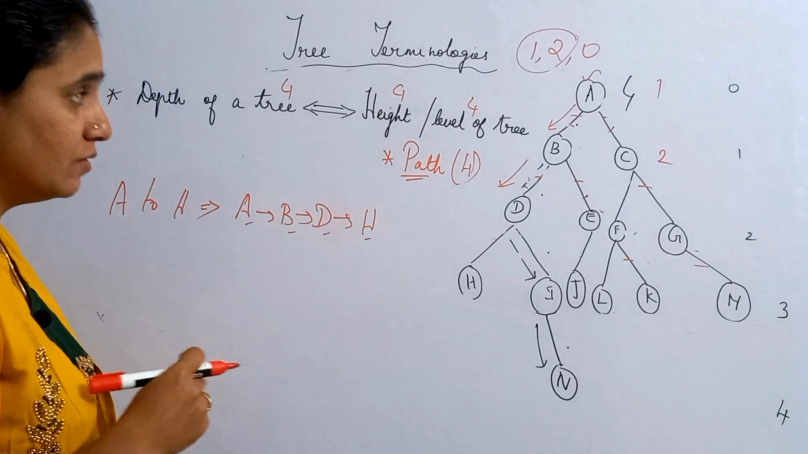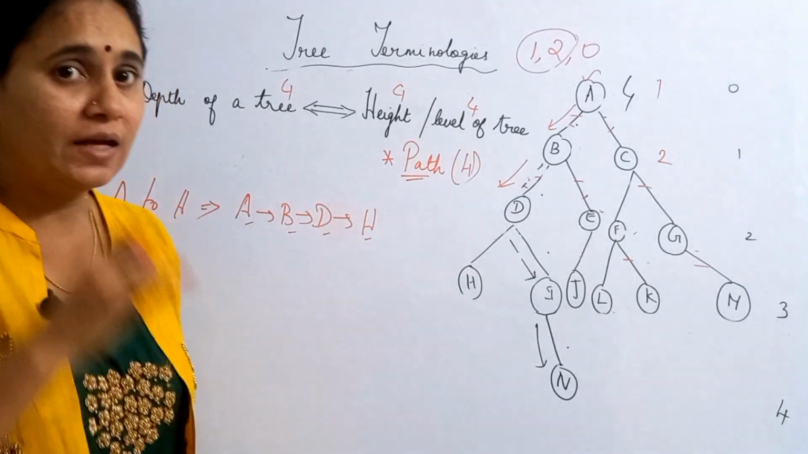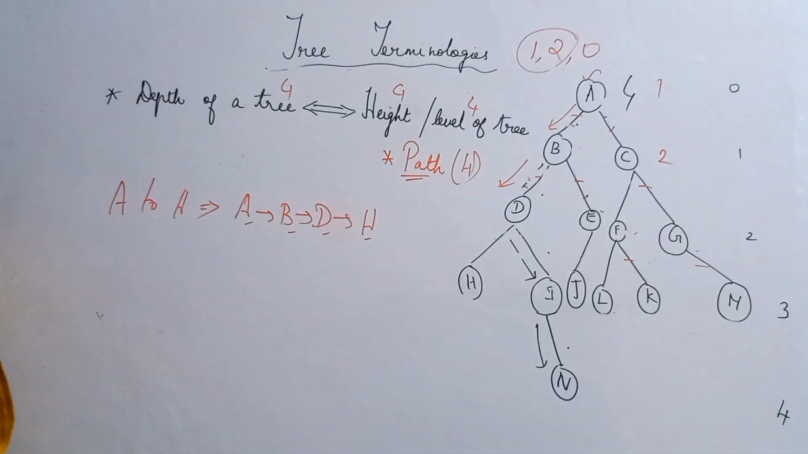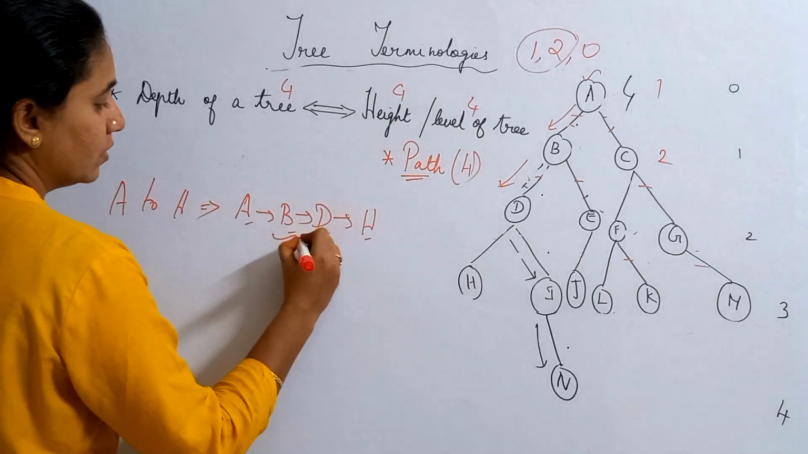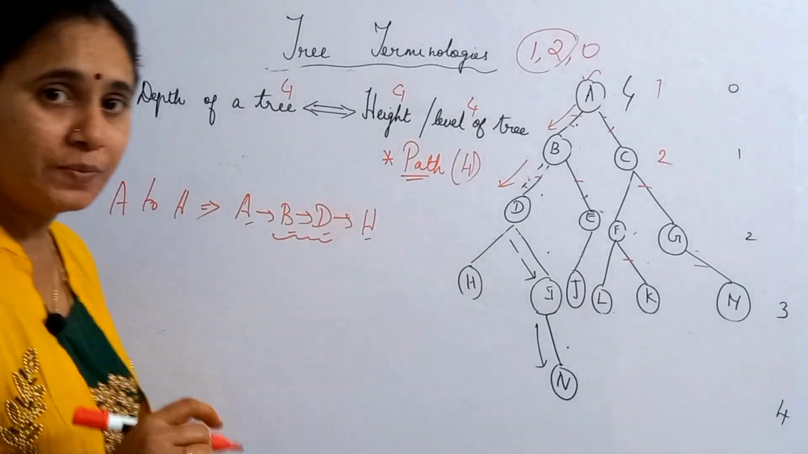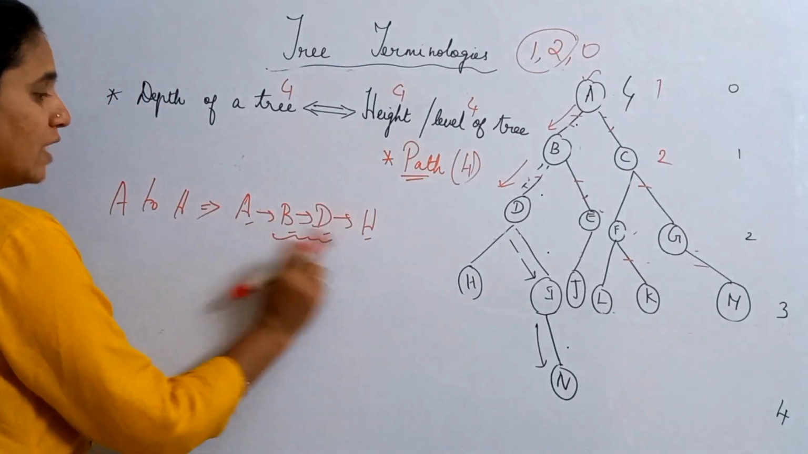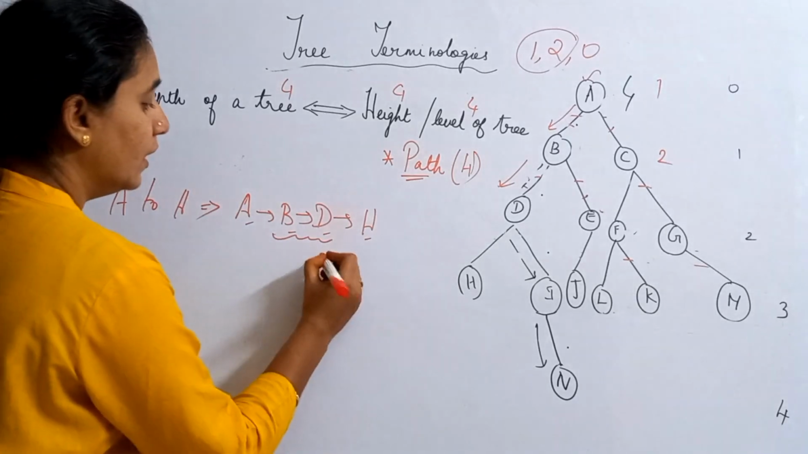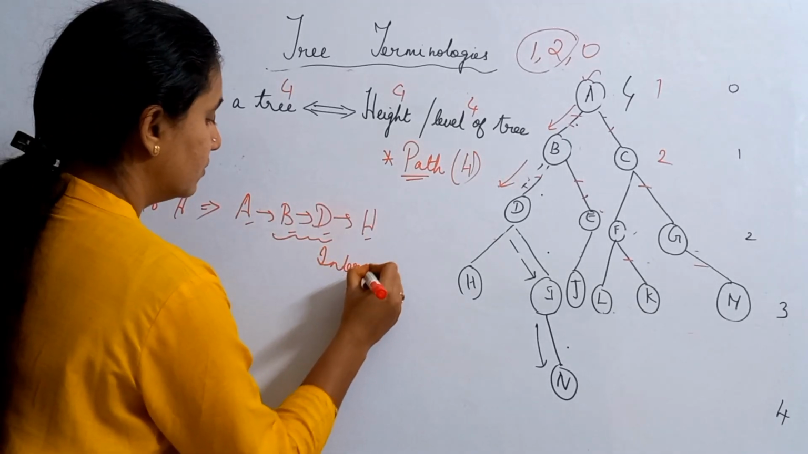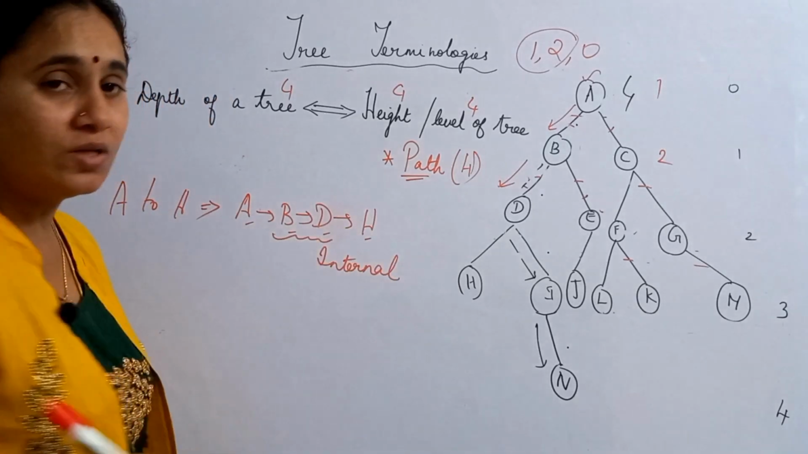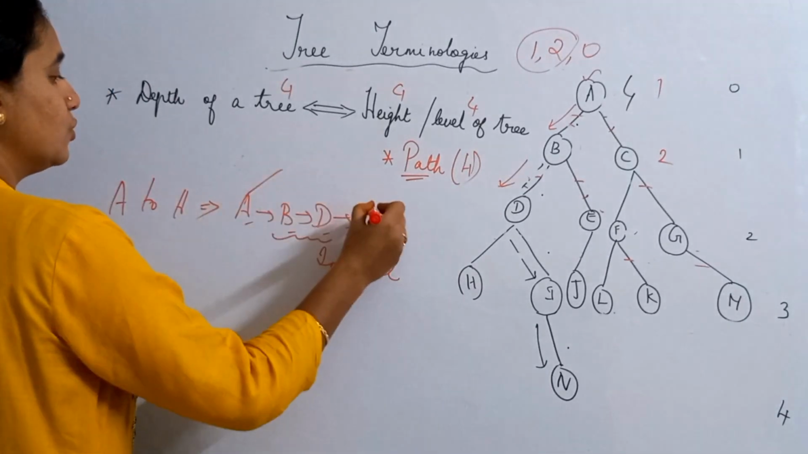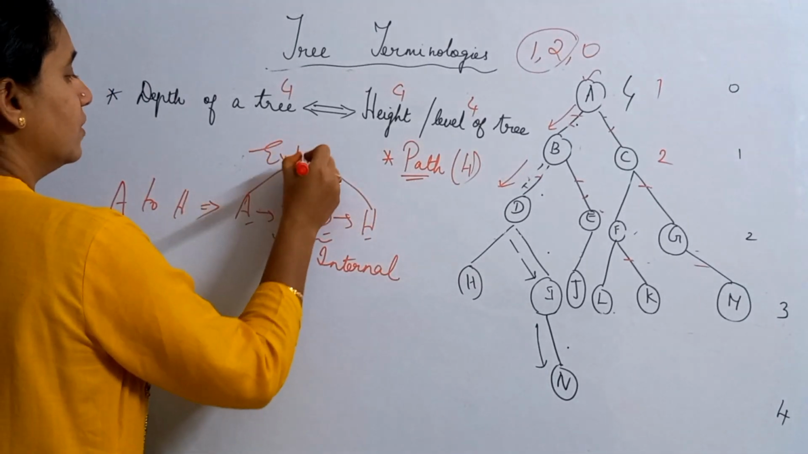In this we have internal path and external path. So what is called an internal path? The nodes lying between the source and the destination are called your internal path, right? So what is an external path? These two are called your external path.